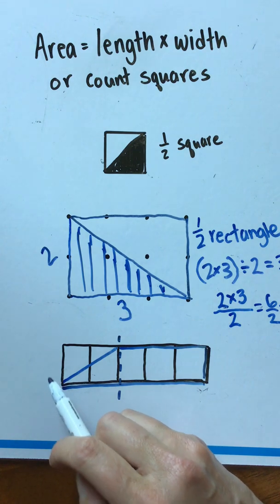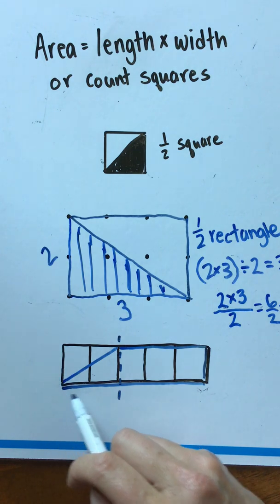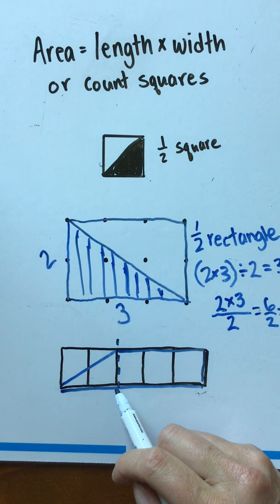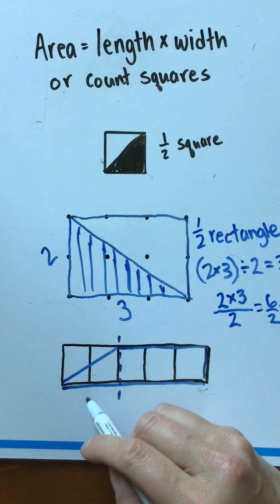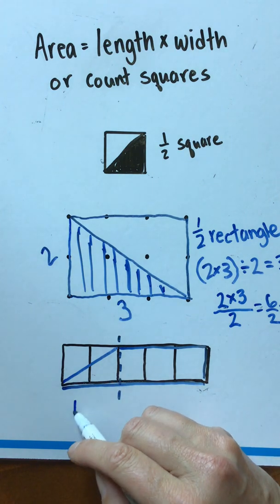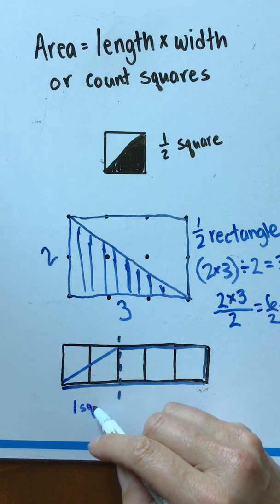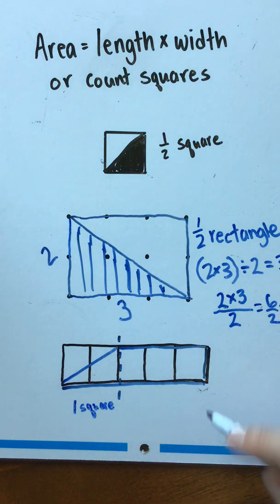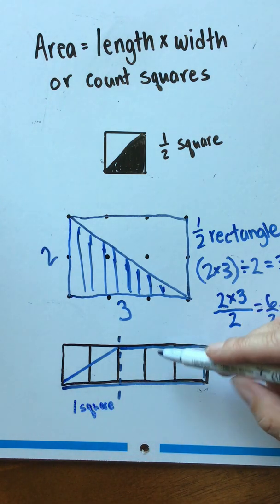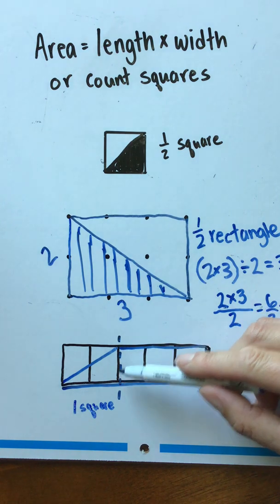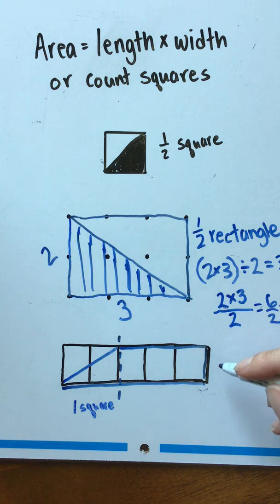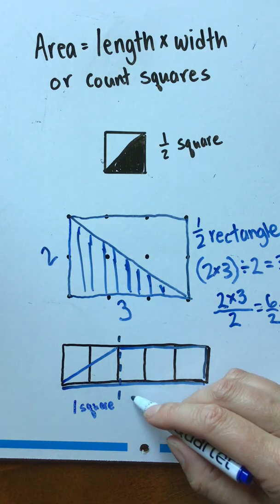So the original rectangle would be 1 square times 2 squares. 1 times 2 is 2. 2 divided by 2 is 1. So this would be 1 square worth of area. Right? And then this side would be 1 square times 1, 2, 3 squares. So 1 times 3 is 3.